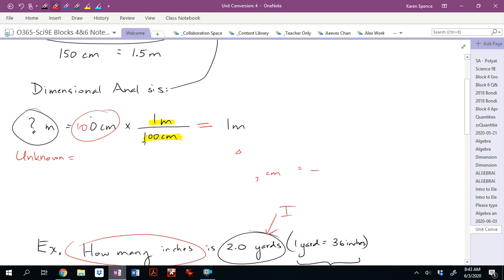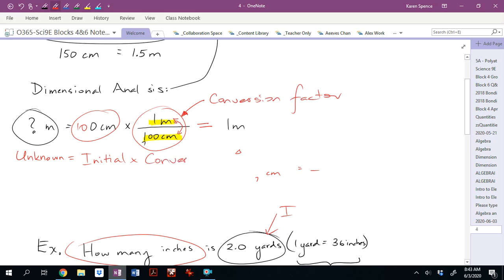So my initial quantity that I'm starting with is 100 centimeters. So that was our initial quantity. And then what did I multiply it by to get my final answer? I multiplied it by one thing that was equal to another thing. And what do we call that? When I have one unit quantity equal to another unit quantity, that is a conversion factor. So our unknown is equal to an initial times a conversion factor.